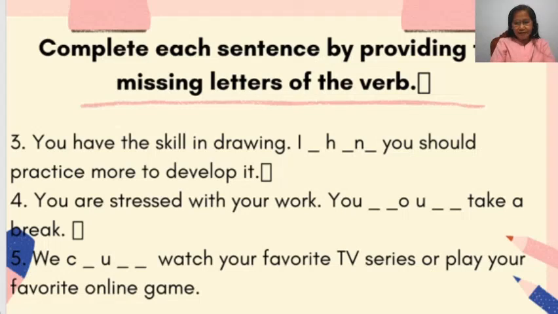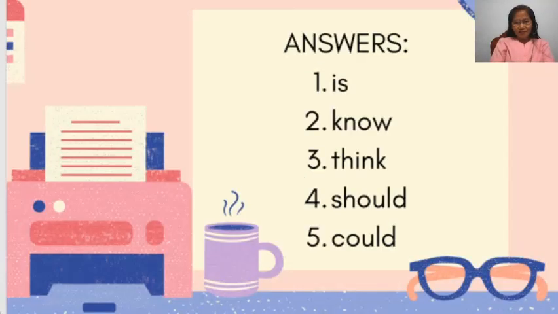Number 4, you are stressed with your work. You blank, take a break. And 5, we blank, watch your favorite TV series or play with your favorite online game. Are you done? Okay, let's check your answer. Here are the answers. 1 is, 2 know, 3 think, 4 should, and 5 could.